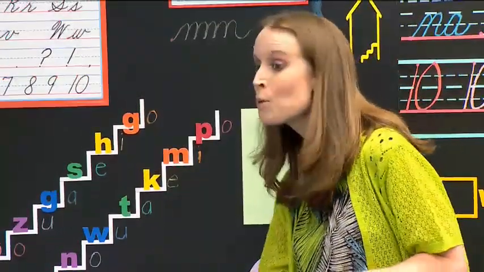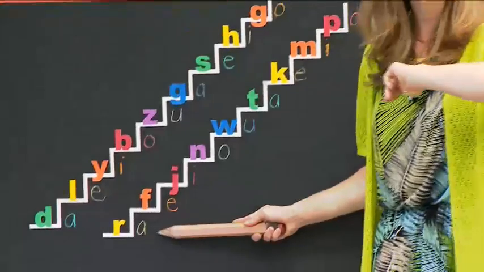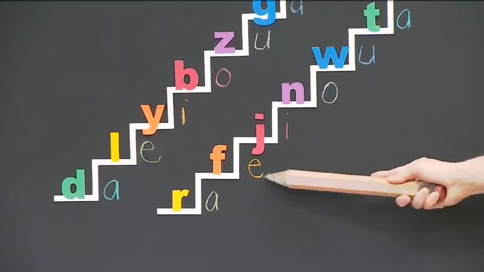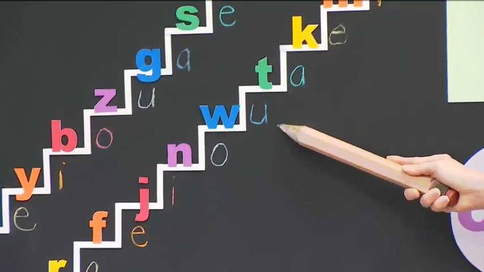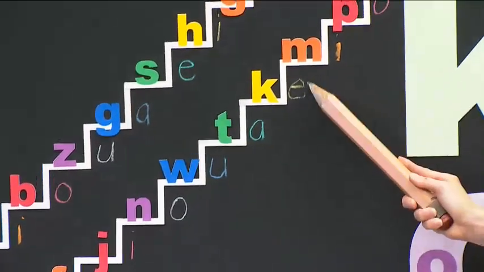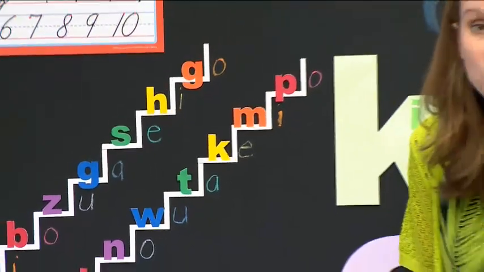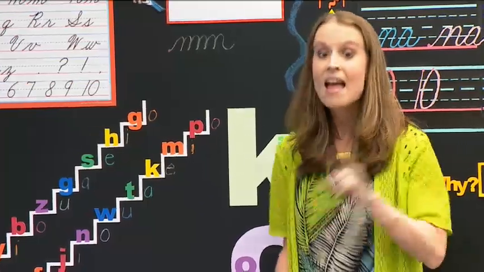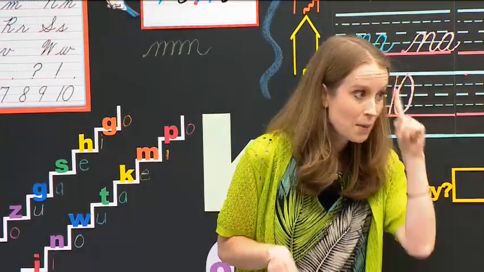We have some more blends on this ladder. I want Tyson to stand, and boys watching join Tyson as he reads these blends. Wa. Good. Fe. Zhi. La. Wa. Ta. Ge. Me. Ba. Students watching, were you as fast as Tyson was? Fantastic, Tyson.